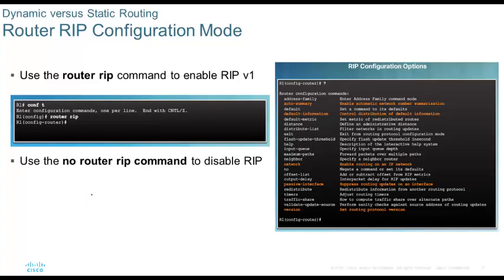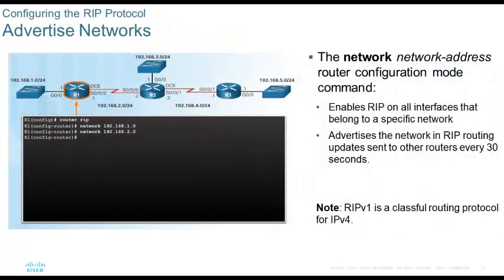Now, how do you enable RIP? We say router rip on every router. And then we will use a command called the network command. And we will advertise the network like this. You see, this router has got two networks, 192.168.1 and 192.168.2. There is no need to tell 192.168.4. Why? 192.168.4 is not on R1.